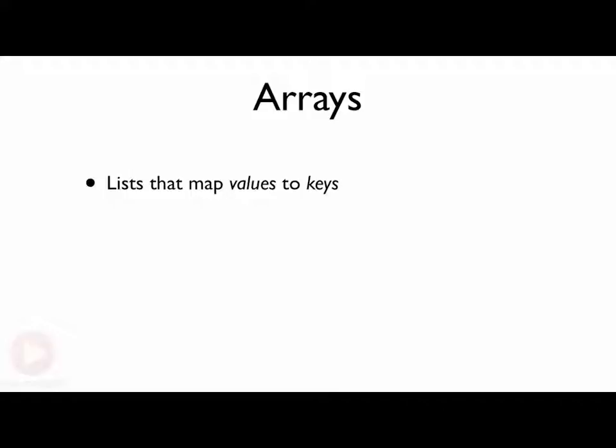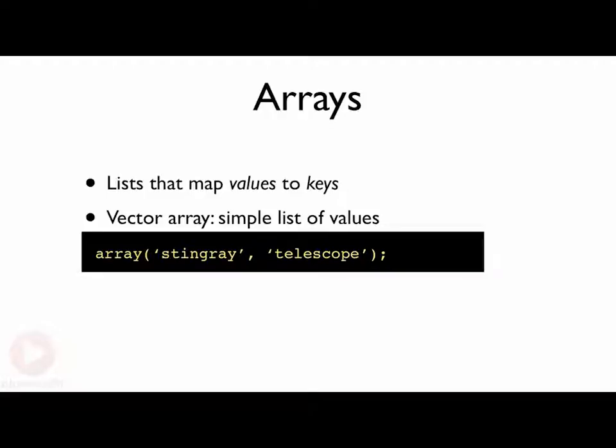They come in sort of two variations. The first is a simple vector array, which is just a list of values. We've got an example here where we've got a simple array with two elements, stingray and telescope. In a simple vector array, the items are indexed by integers beginning with 0. So in this array, we have indexes of 0 and 1.